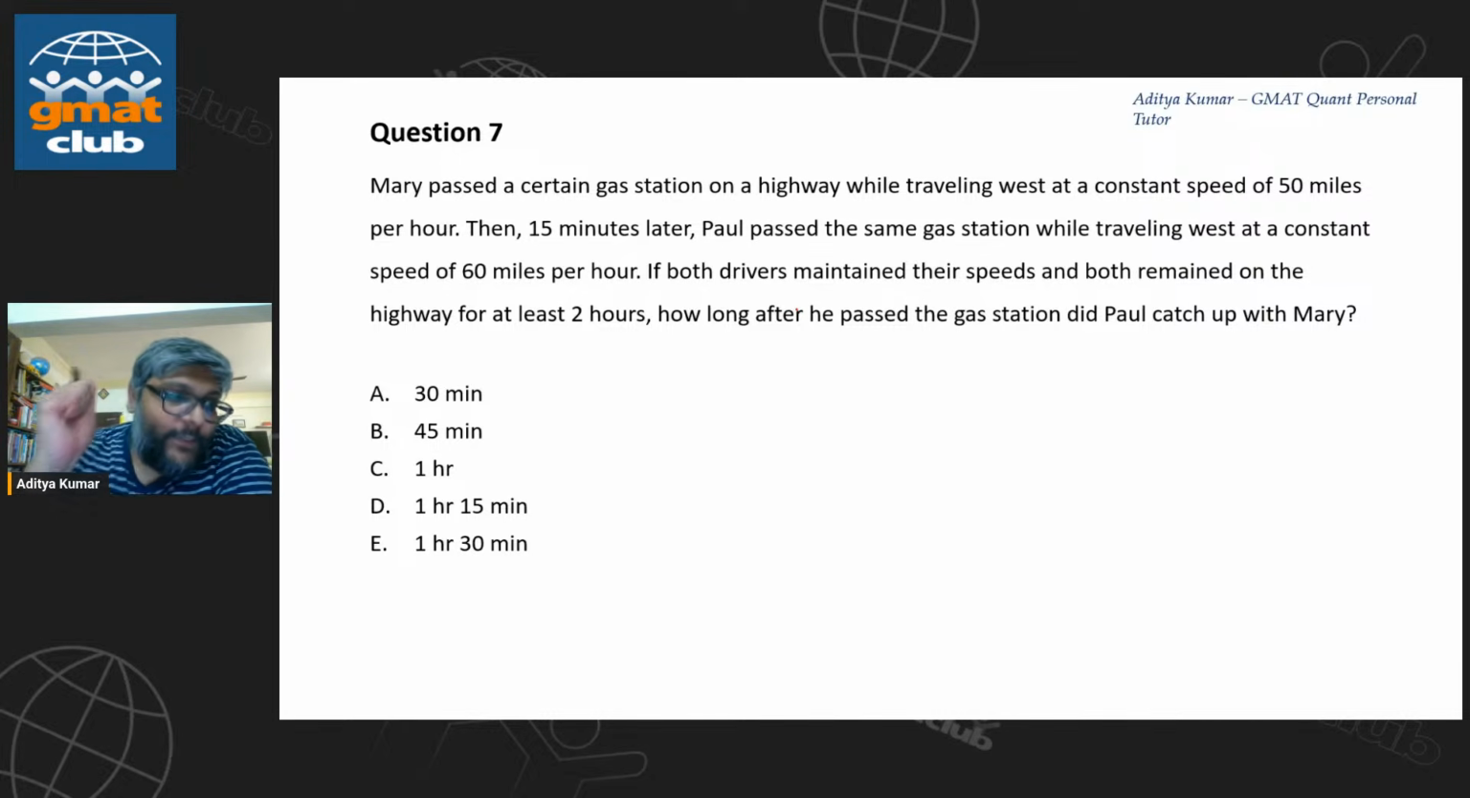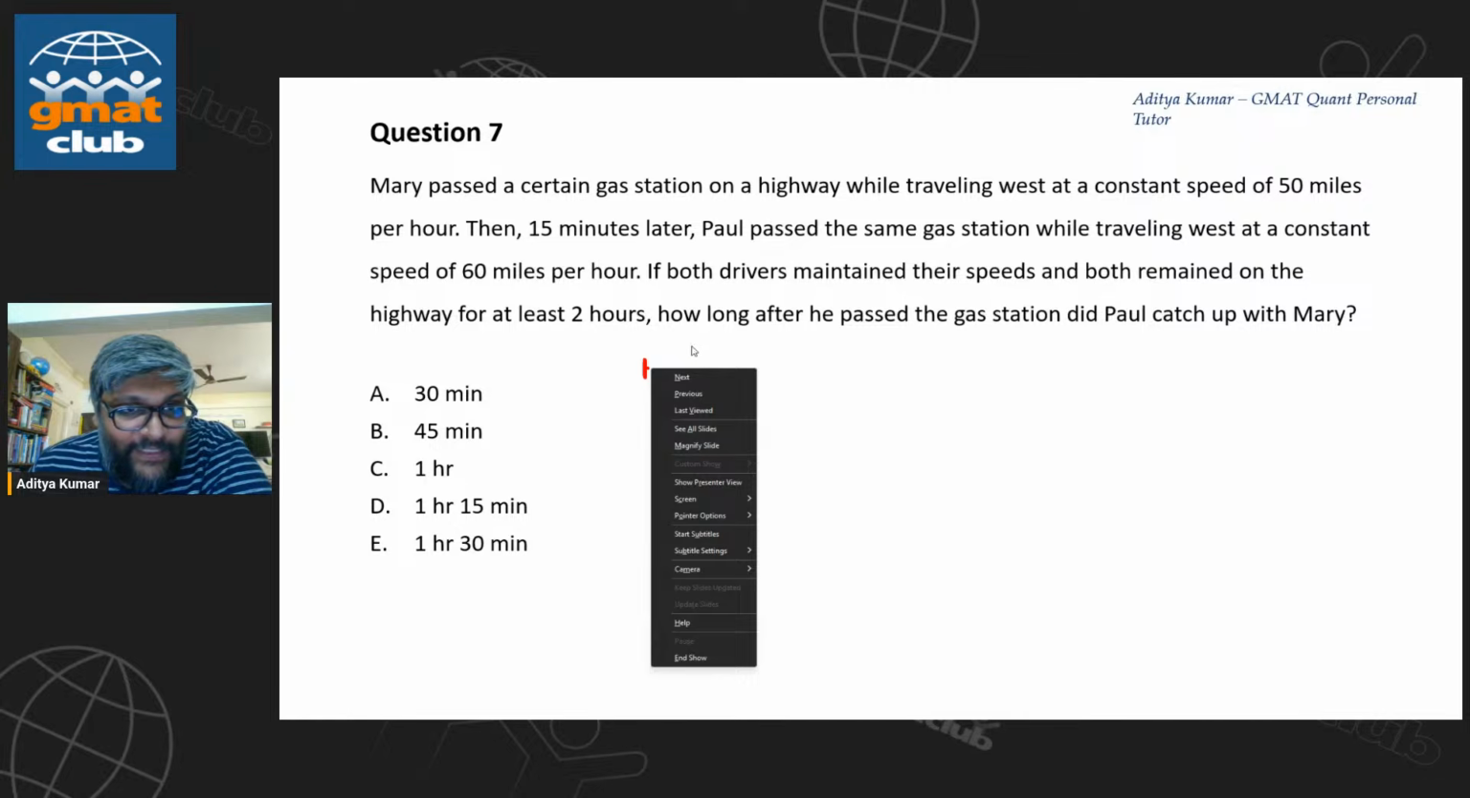The first thing that I would do in the structures that I've set up, whether it's relative speed or the algebra process, is graphically represent my question. I'm going to draw it out. Mary passed a certain gas station on a highway while traveling west at a constant speed of 50 miles per hour. I know I have to travel west, but I'll just use the right hand part of my screen. So Mary is here. Let's say she's traveling east instead of west.